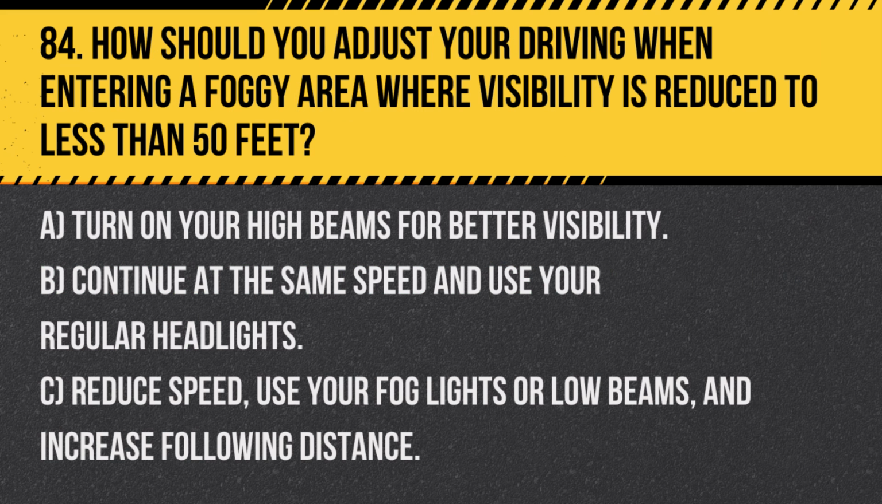Question 84. How should you adjust your driving when entering a foggy area where visibility is reduced to less than 50 feet? A. Turn on your high beams for better visibility. B. Continue with the same speed and use your regular headlights. C. Reduce speed, use your fog lights or low beams, and increase following distance. Answer. C. Reduce speed, use your fog lights or low beams, and increase following distance. This ensures maximum safety in poor visibility conditions.